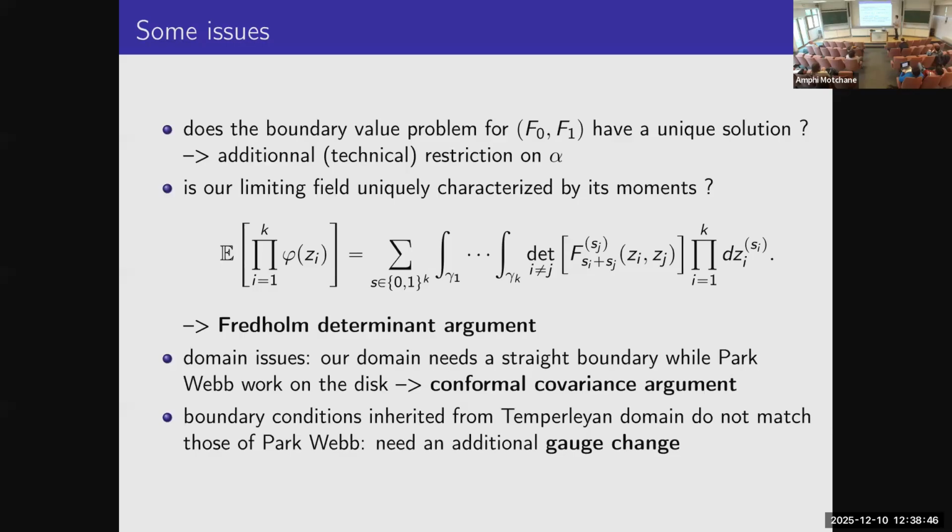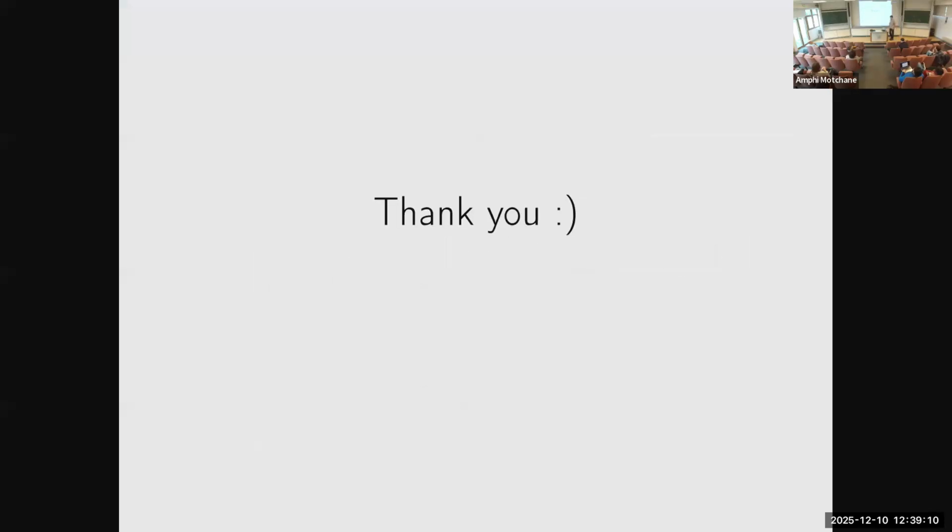We also have an additional issue with the boundary conditions, because our boundary conditions are inherited from the Temperleyan boundary conditions. These are not the ones that are natural for Park and Webb, because they are working with the Ising model. So we need to do some additional work, some gauge change, to match their boundary conditions. And that's all. Thank you.